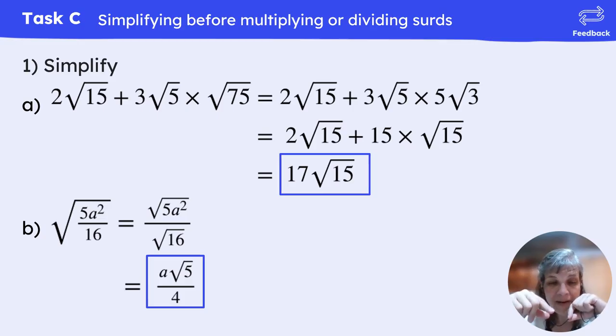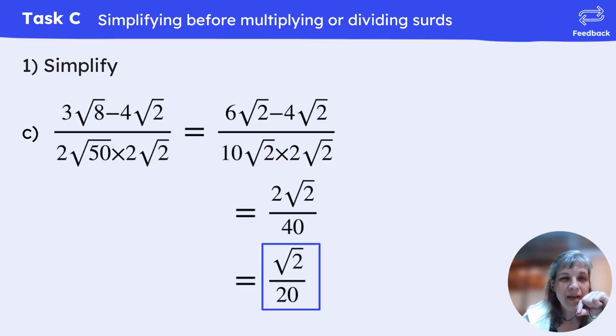B, you can see there, final answer. If you have questions, you can discuss it. And C, you have some simplification to do, and then you have to remember that you have subtraction on top, you have multiplication on the bottom, and those operate differently. But you should end up getting root 2 over 20 as your final answer.